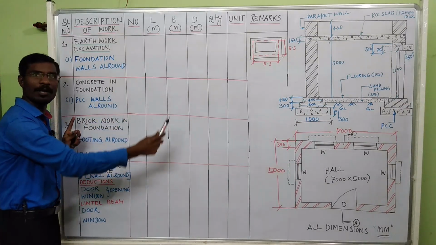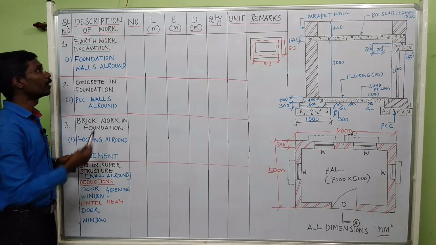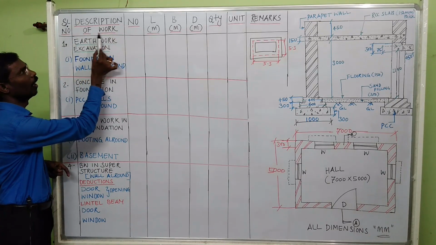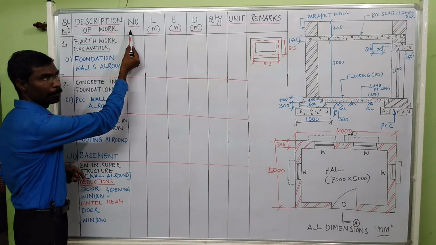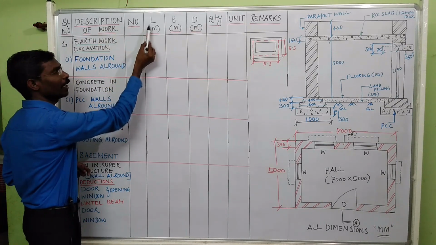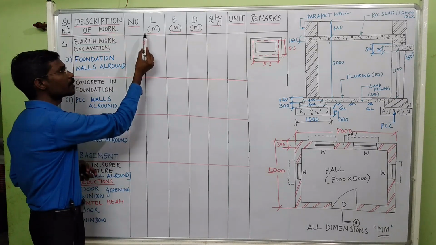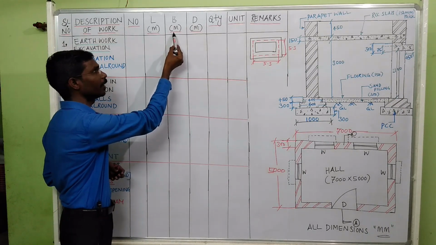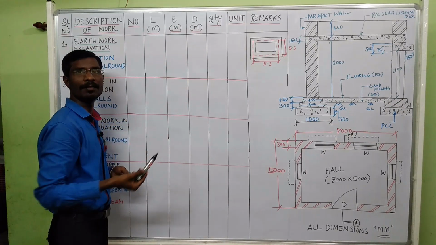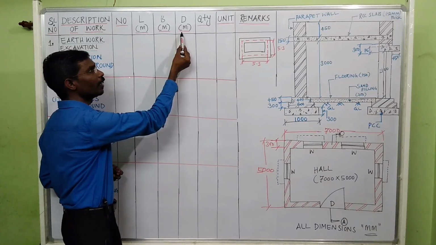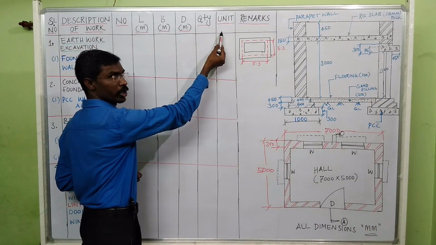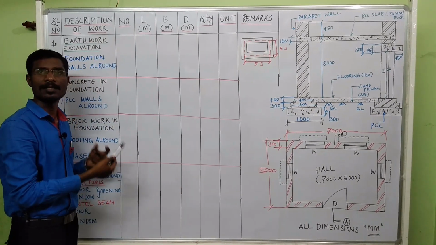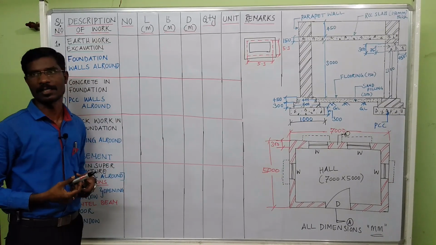This is the standard tabulation for your estimation of the building. The first column is serial number. The next column is description of work. The third column is numbers. The next column, the capital L, denotes length in terms of meter. B denotes breadth of the measurement in terms of meter. D denotes depth or thickness in terms of meter. Then quantities, the unit of measurement. The last one, remarks. So this is the standard chart to follow for your estimation of works.